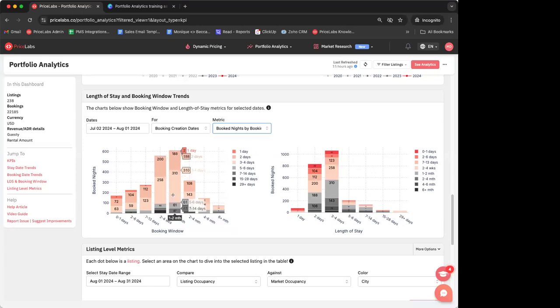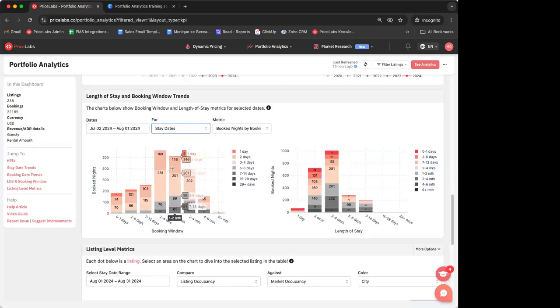So you can see here, now that I've broken it out, 310 nights that were booked within the 1 to 2 month mark were for a length of stay of 3 to 4 days. So you can just see that breakdown by hovering over it once you switch this over to booked nights by booking window and length of stay. You can also look at stay dates here. So now this is looking for stays that occurred from July 2nd to August 1st instead of looking at bookings that occurred from July 2nd to August 1st.